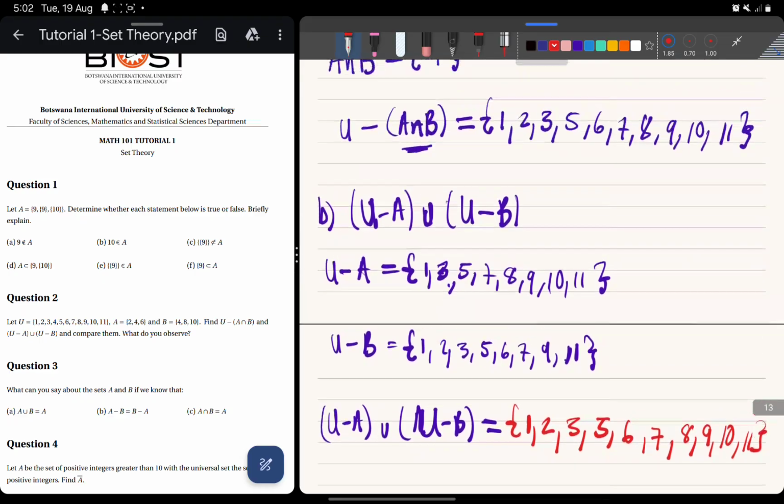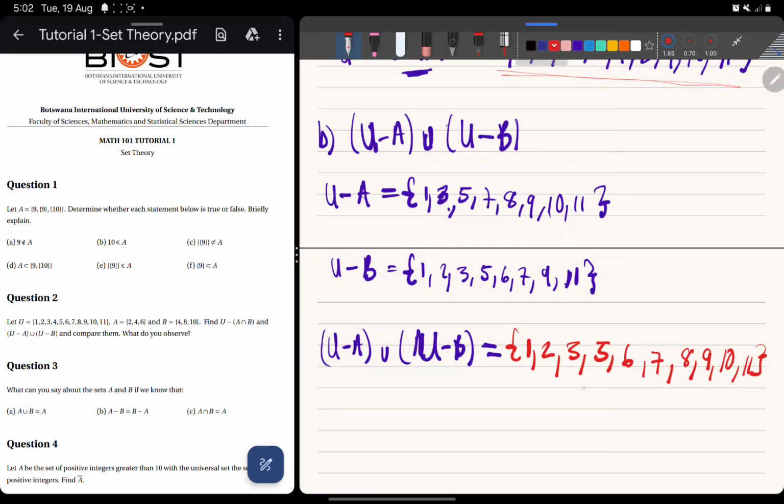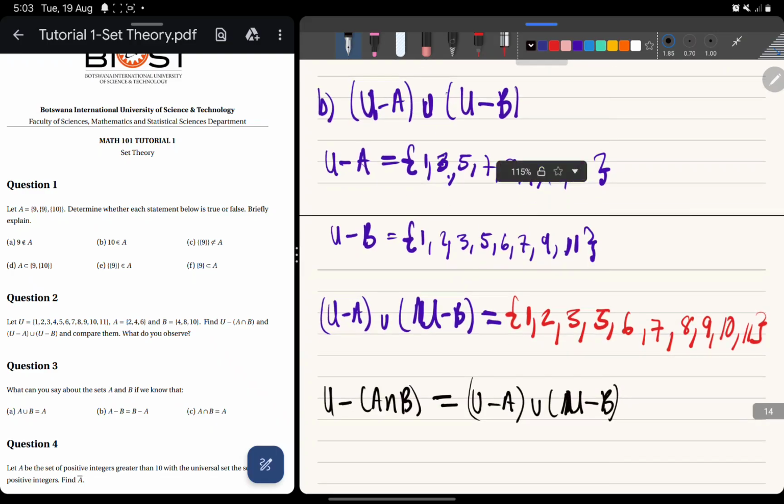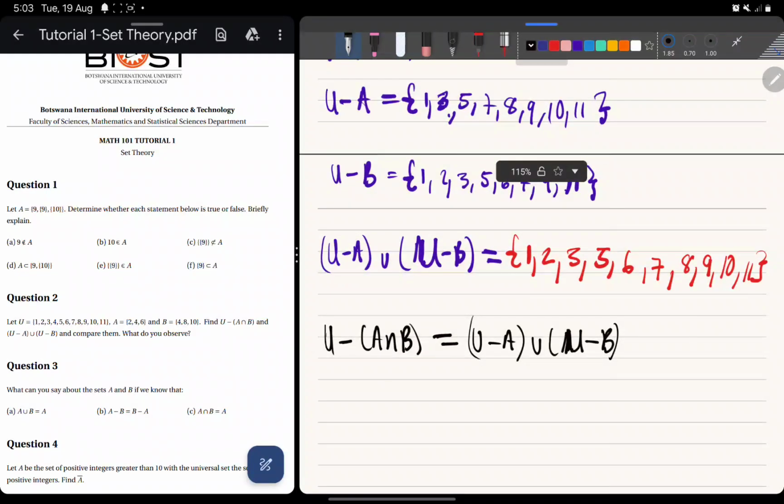All right, so now let's compare. My solution for the first had 1 all the way to 11, but 4 was not there. And this one had 1 all the way to 11, but 4 was not there. So it means they're equal. So that means we can say that the universal set minus A intersection B is equal to the universal set minus A uniting with the universal set minus B. They're equal because they give the same answer.